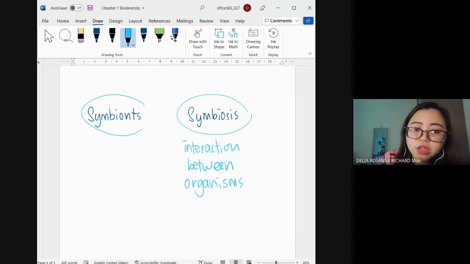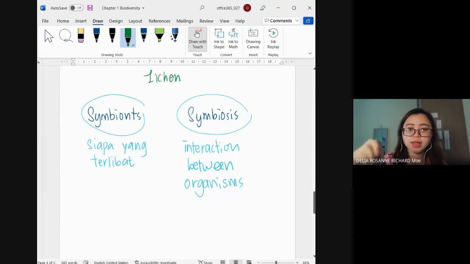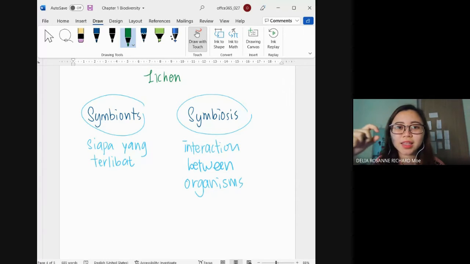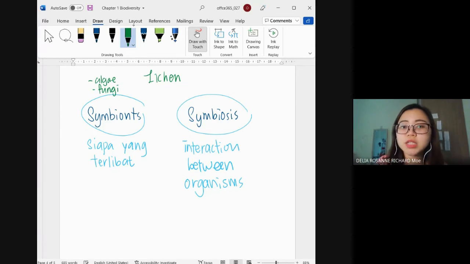Whereas the word symbionts means individuals or parties involved in symbiosis. Ataupun dalam arti kata lain, siapa yang terlibat. Okay, so you can say the symbionts in lichen. If for example lichen, ini adalah gabungan antara algae dengan fungi. The symbionts are algae and fungi. The symbiosis is mutualistic ataupun mutualism.